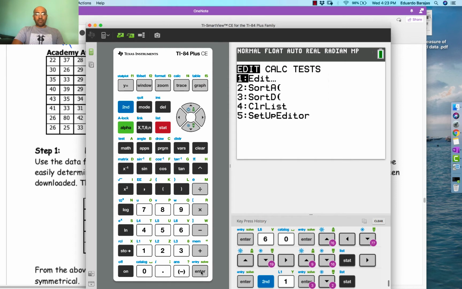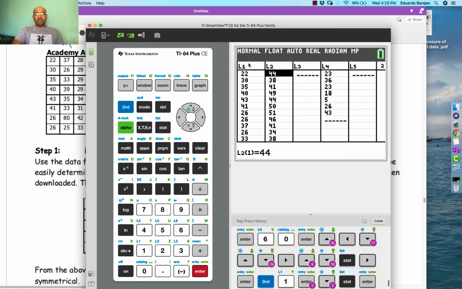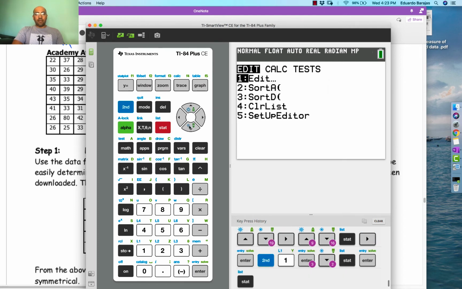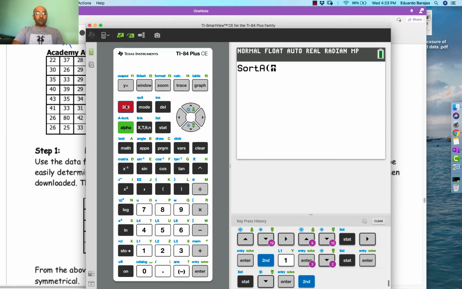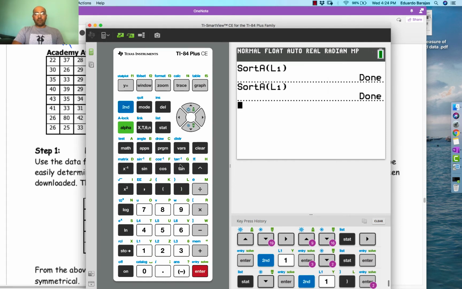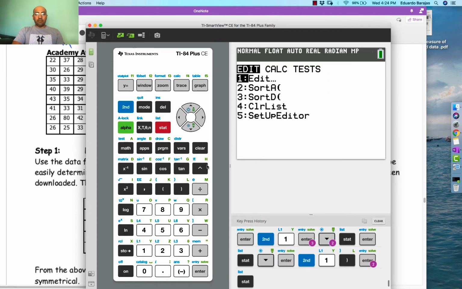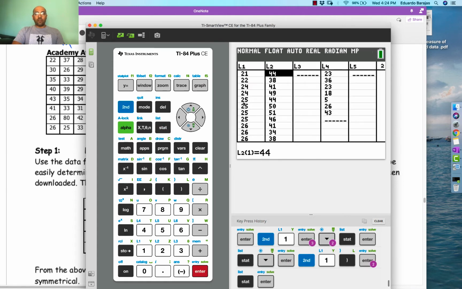If we go back to stat and then edit, we get back to this list. I can order this data. I can have my calculator organize it from the smallest to the largest. So stat and then sort. And then the A is for ascending, from smallest to largest, and then descending from the largest to the smallest. Doesn't matter which one. Pick sort A, and then we're going to do it for list 1. List 1, close parentheses, enter. And now if we go back to that same list, it'll all be sorted from the smallest to the largest.